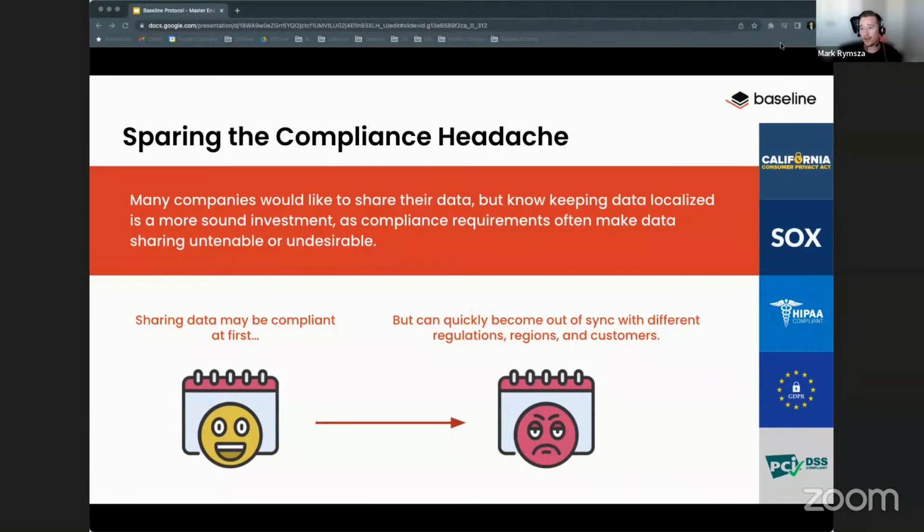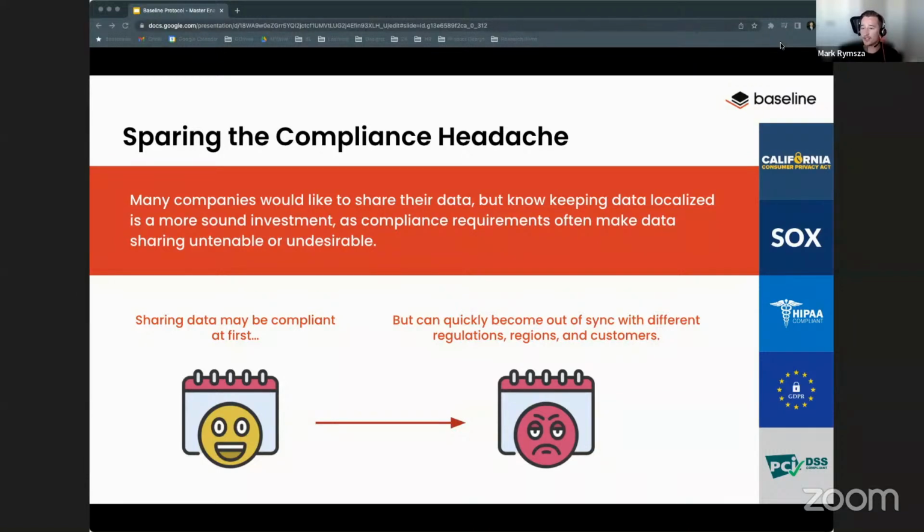If you work out a deal to share data with another company, it might be compliant at first, but regulations can change very quickly. You have the California Consumer Privacy Act. In healthcare, you have to worry about HIPAA. In Europe, you need to worry about GDPR. And it's often very hard to keep your data compliant if you're sharing it, unless you just completely lock it down and you just decide not to share it.